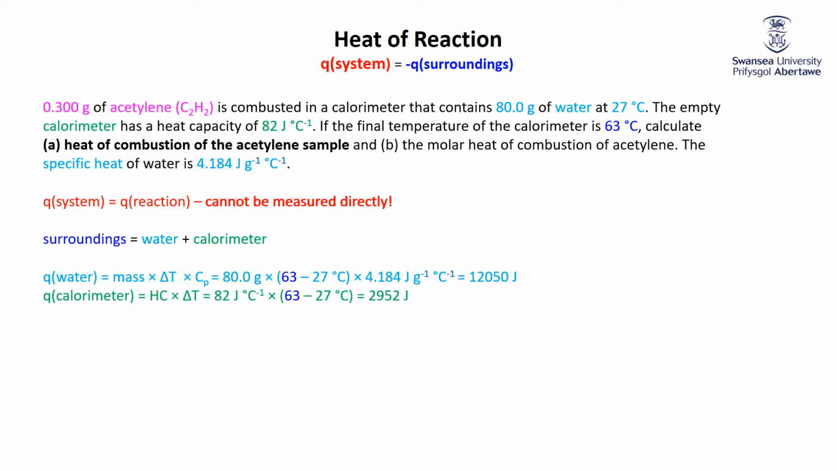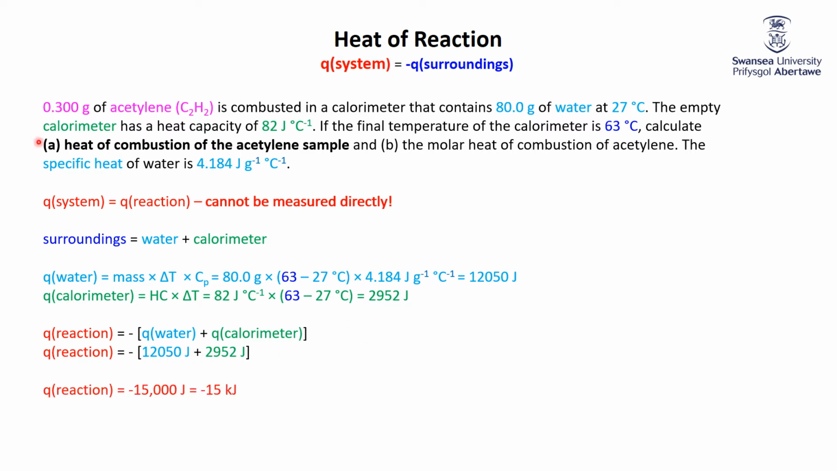The calorimeter is an object, so heat capacity times the change in temperature. The heat capacity is 82, and the change in temperature is the same as the water, of course, because it's part of the surroundings: ends up at 63, started at 27. So that's 2,952. So Q of the reaction is minus the total Q of the surroundings, so minus 12,050 plus 2,952. So Q of the reaction, in other words for this 0.3 grams of acetylene, is minus 15 kilojoules. The system lost heat; the reaction produced heat because it warmed up the surroundings.